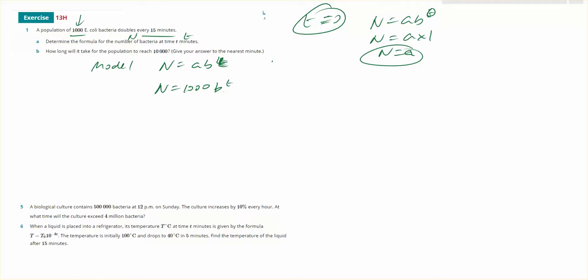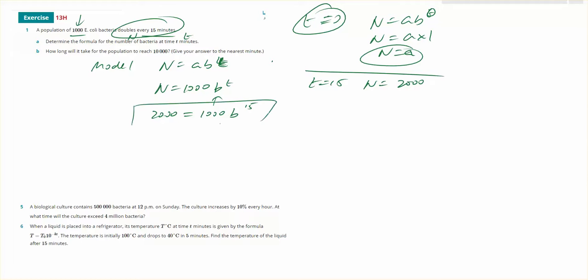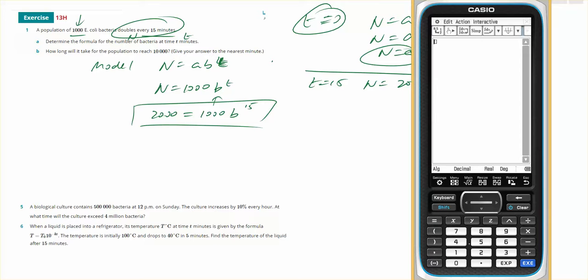Now we haven't fully specified our model because we don't know what our b value is. But I know that it doubles every 15 minutes. So at t equals 15, our population n will be 2,000. So I can sub this in to solve for b. I can solve this equation, and I can use my CAS to help me with that.